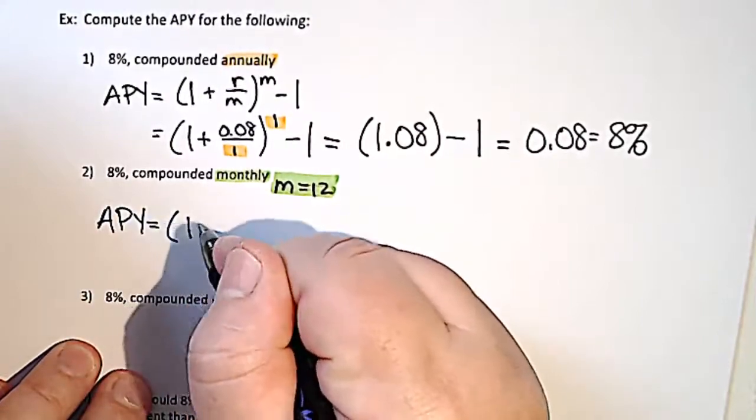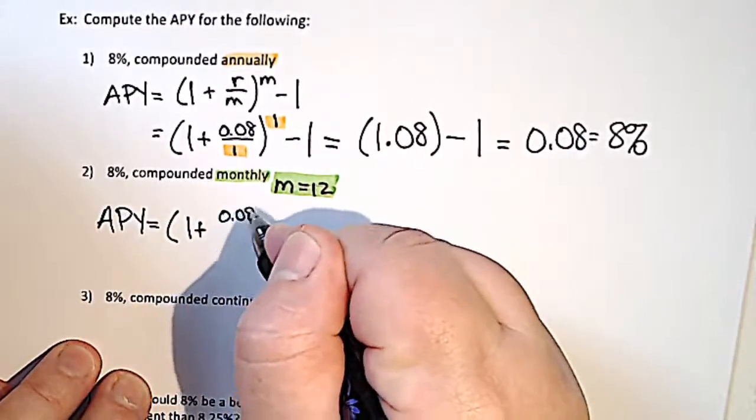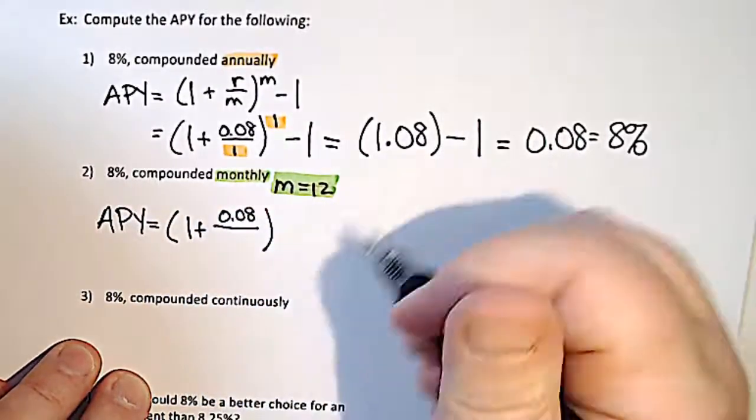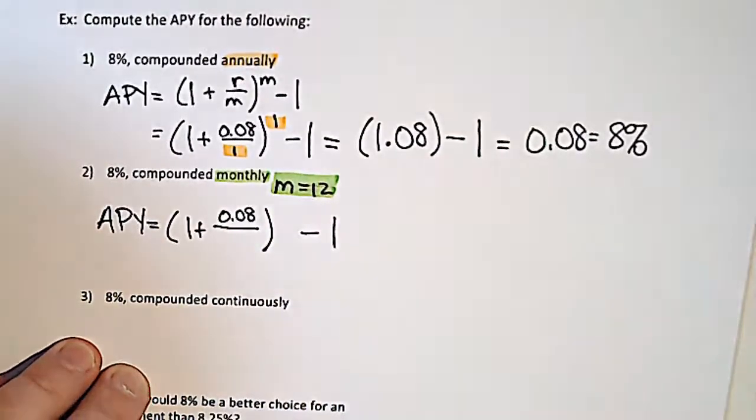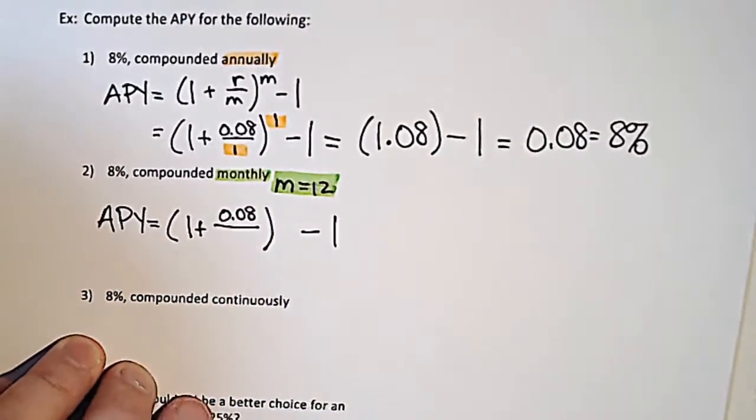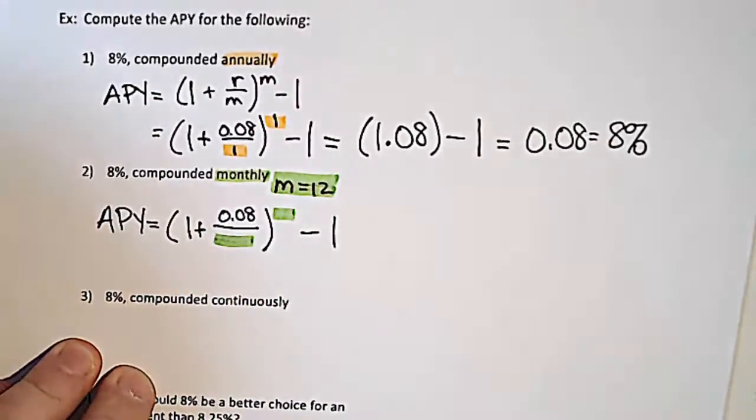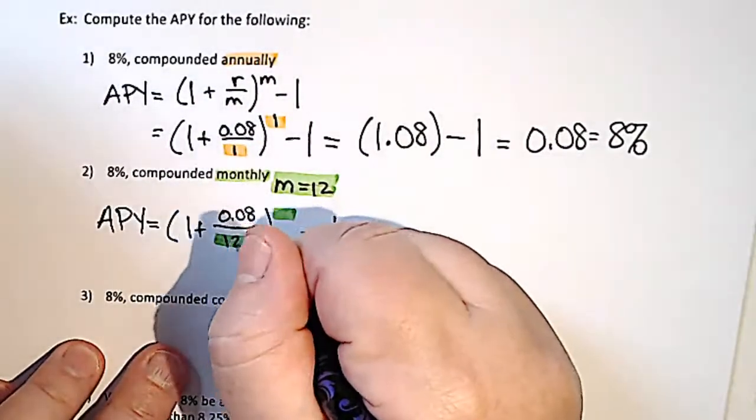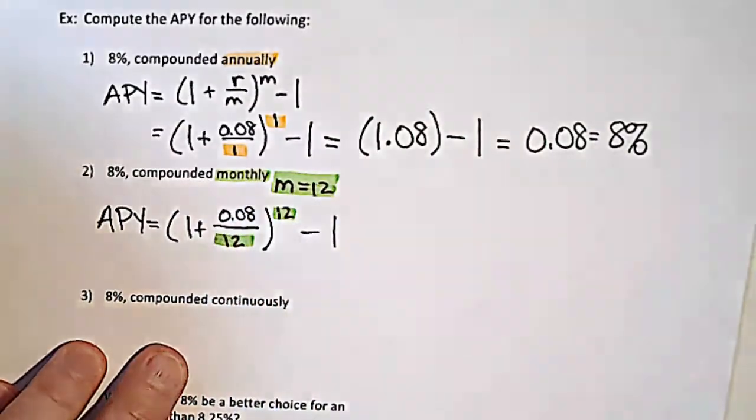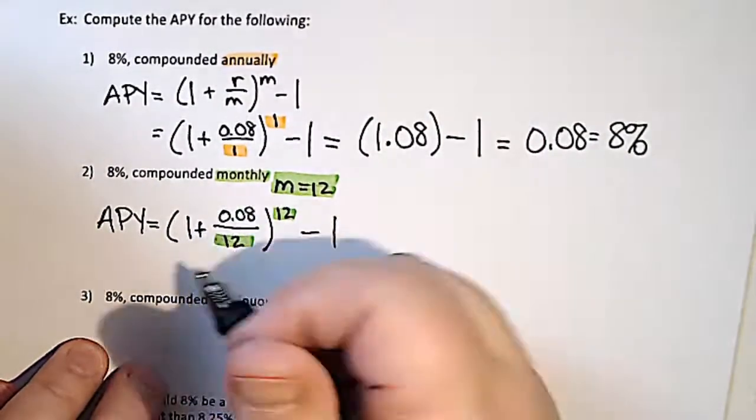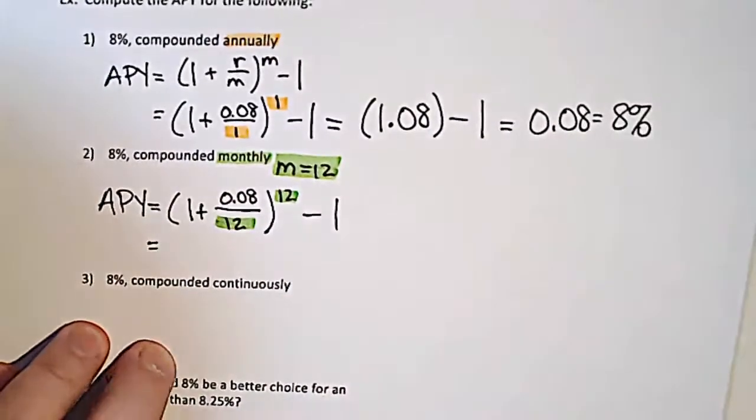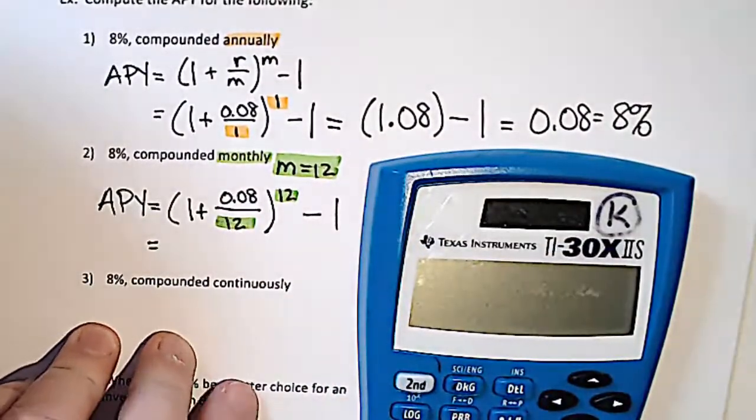APY is 1 plus 0.08 over 12, all raised to the 12, minus 1. Now, notice I'm being clever. I'm going to put the green in first. Ha-ha! No smearing, no muss, no fuss. Okay, now this is not going to be nice. So I'm going to do this one on the calculator. Here, bring in my calculator.